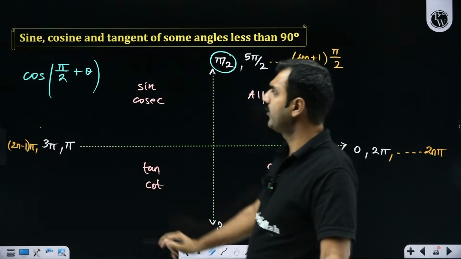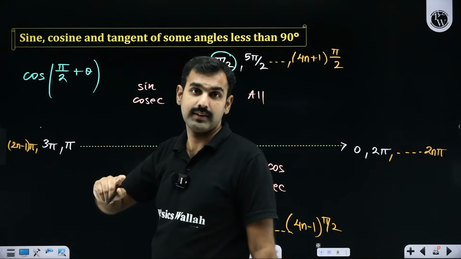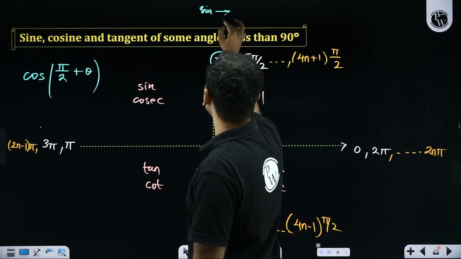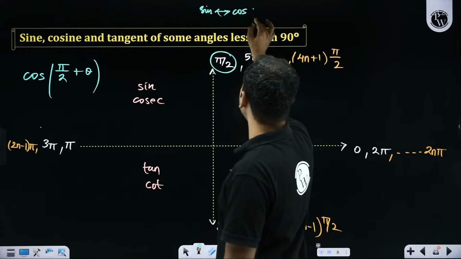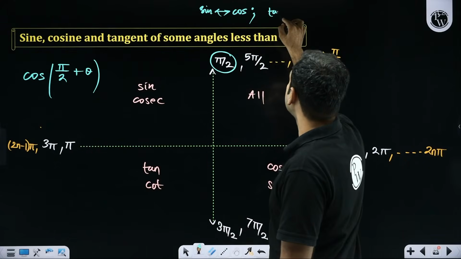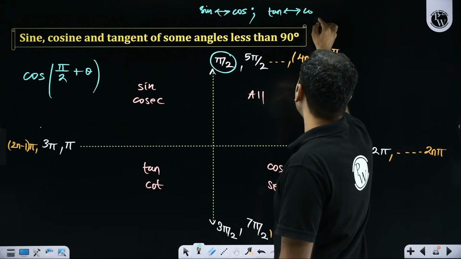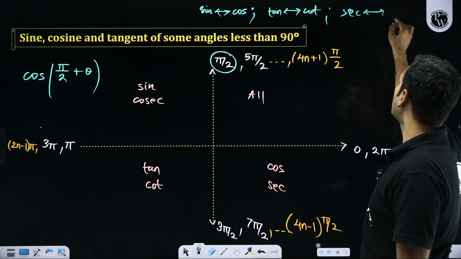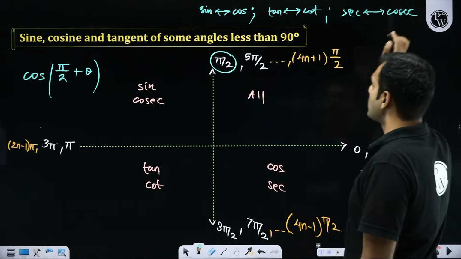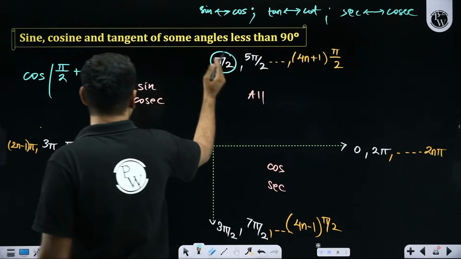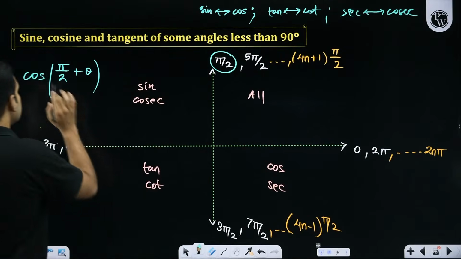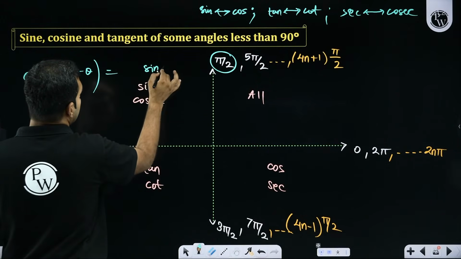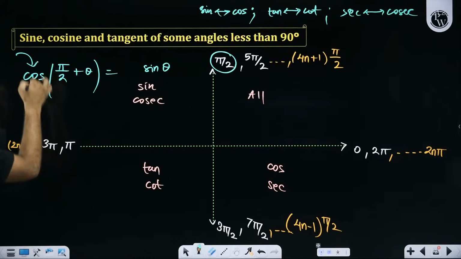So if this thing is found on the y-axis, the ratios change. Ratios change means sine gets converted into cos, cos gets converted into sine. Tan gets converted into cot, cot gets converted into tan. Sec gets converted into cosec and cosec gets converted into sec, which means if you're moving from the y-axis, cos gets converted into first of all sine.